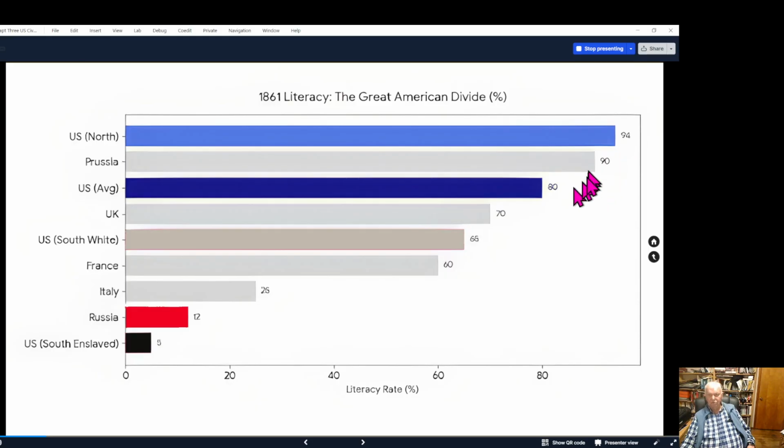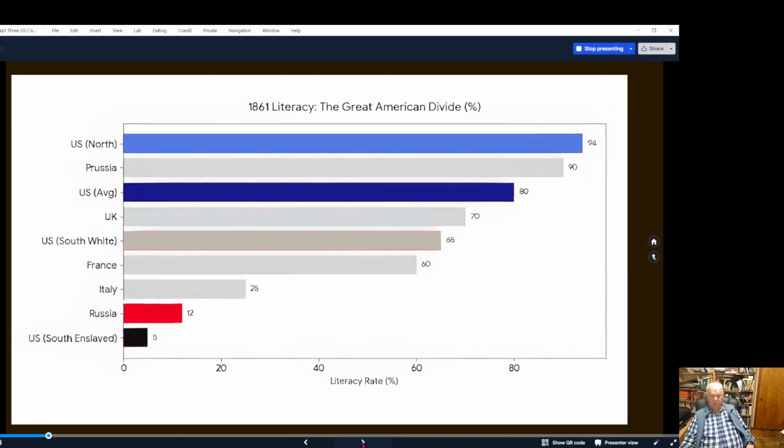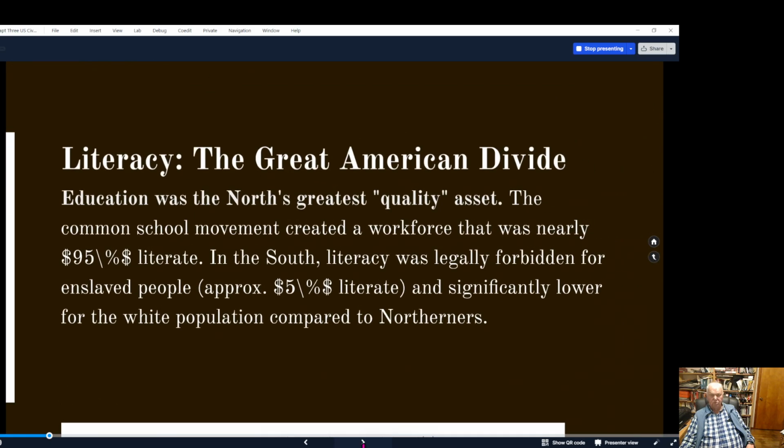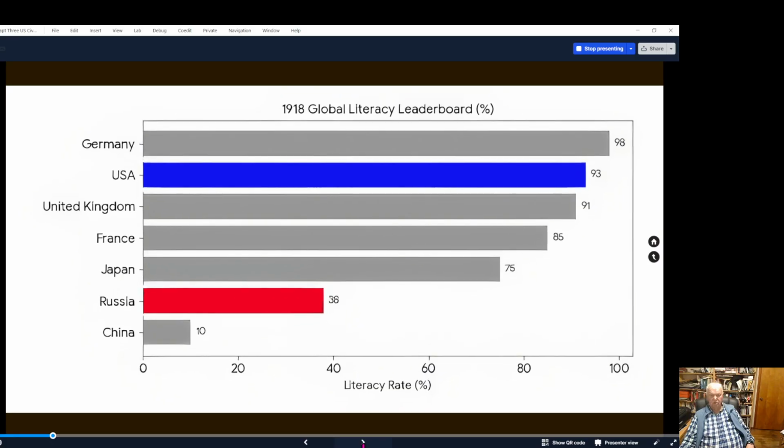But notice the average. This is the North. This is the average. And if you go to the South, to the slaves, it brings it down. So the Southern literacy rate is much, much below the Northern rate. And that becomes a tremendous divide in what goes on. And we go to 1918. Germany now has gone ahead of the U.S. in the literacy rate, but Russia is still almost a third of what the literacy rate is.